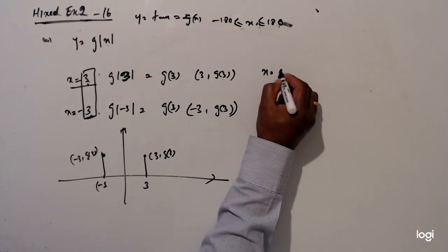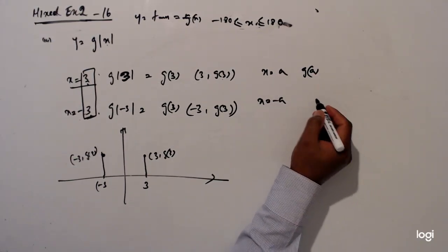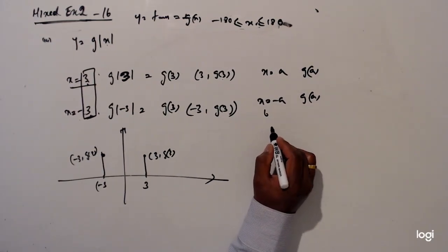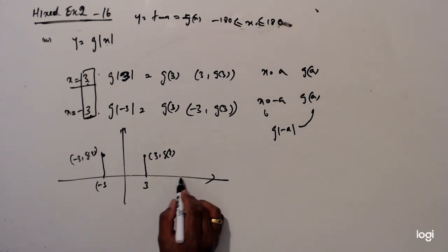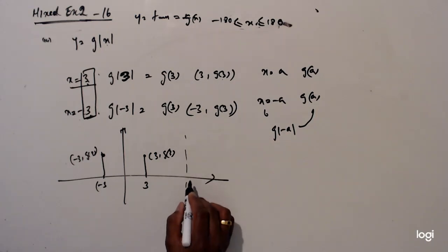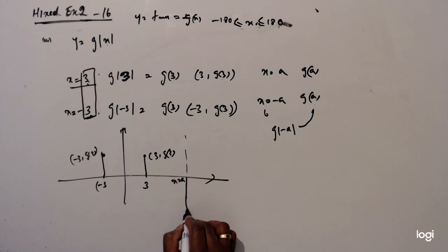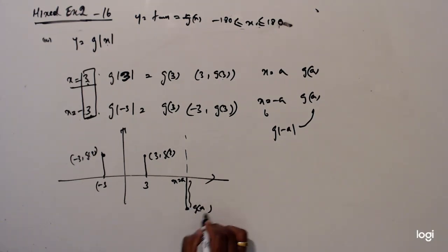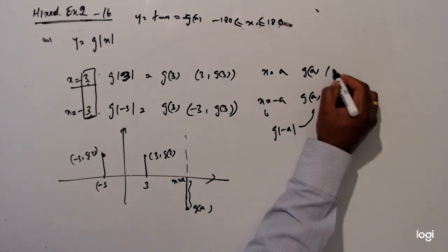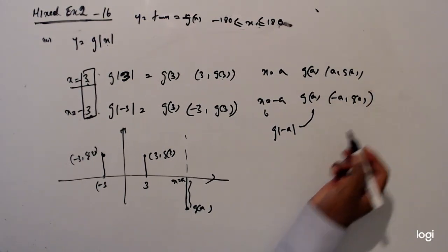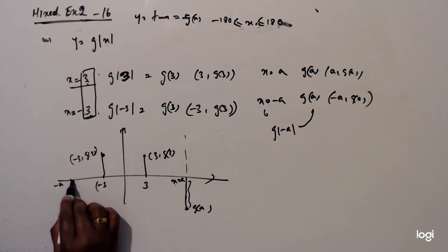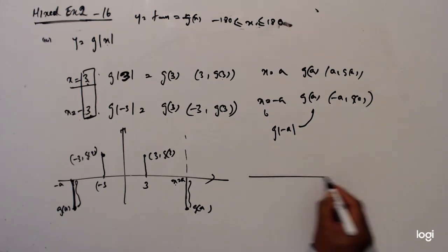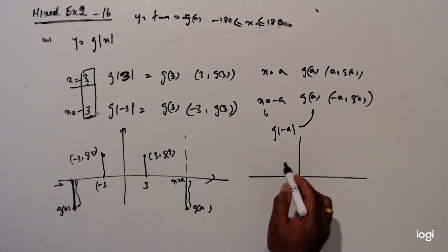Another one. x equal a, ga. x equal minus a, still ga, because g of mod minus a means ga. So let's say we consider a point here, x equal a, and I will consider this height is ga. Then what is the conclusion? So this is a, ga, and minus a, ga. The conclusion is when the x value is minus a, take the same y value, that is ga. Now what is happening if we have a graph, let's say like this.